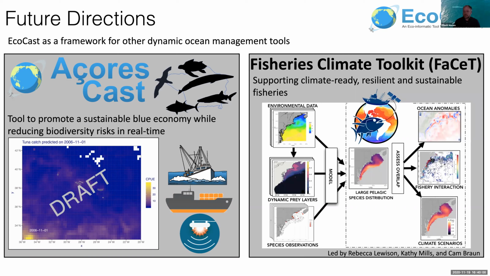At the same time, I'm part of a team that's been dubbed FACET, taking the lessons learned from EcoCast and really trying to go to this multi-scale prediction. So where you have environmental data, dynamic predictor layers for models, species observations, vessel data from VMS or AIS data, to then create these predictions at real-time, forecast, and future scale to understand where species interactions and fisheries interactions are likely to exist now and change into the future. So these are both ongoing projects, so keep tuned for more to come, hopefully in the near future.